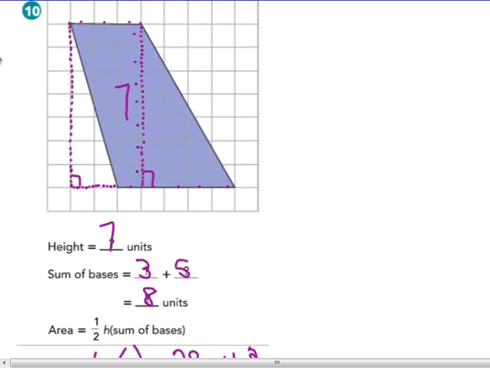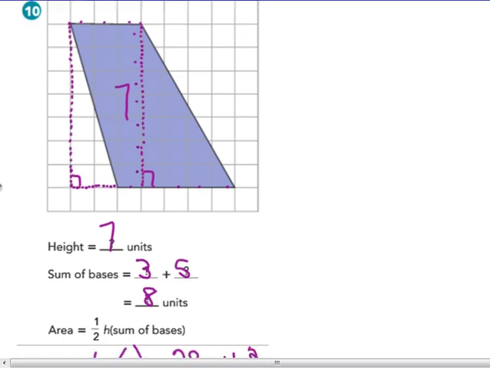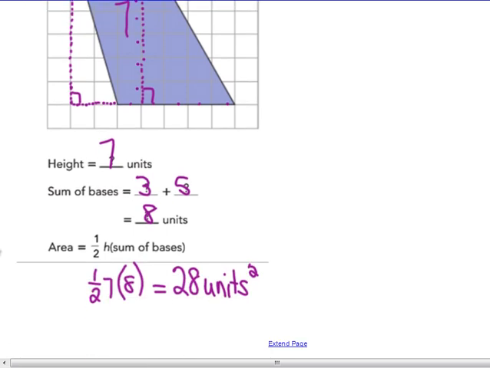Doesn't say anywhere on here like a key. Sometimes it does. It'll draw one box equals centimeters, or it equals feet, or it equals yards. Doesn't give you a key, so I don't know what the unit is that it's measuring. So it's units squared. 1/2 7 times 8, or 28 units squared.